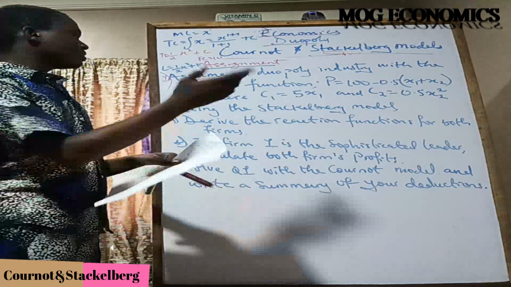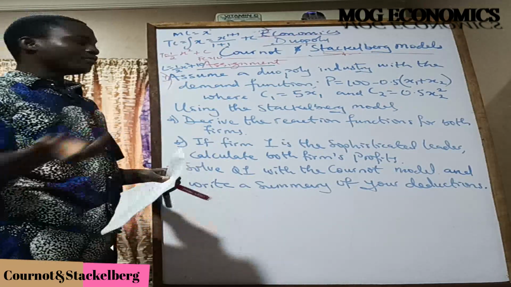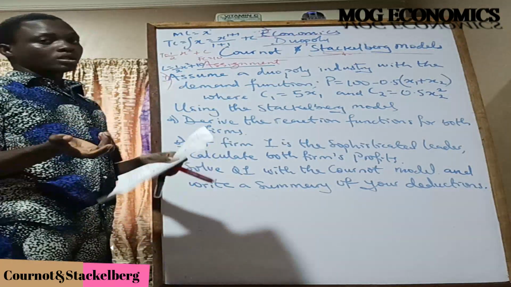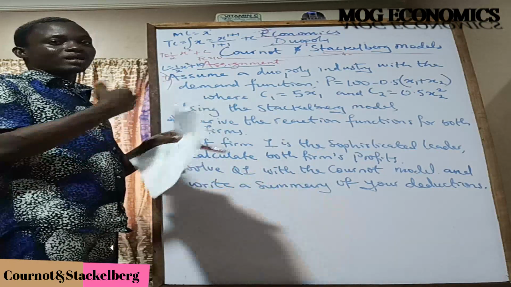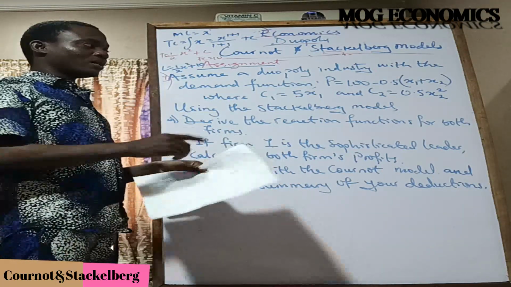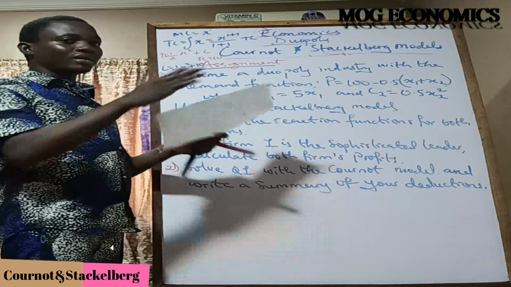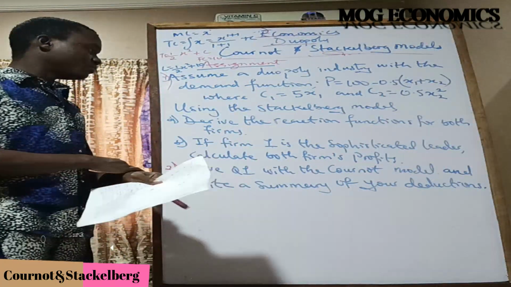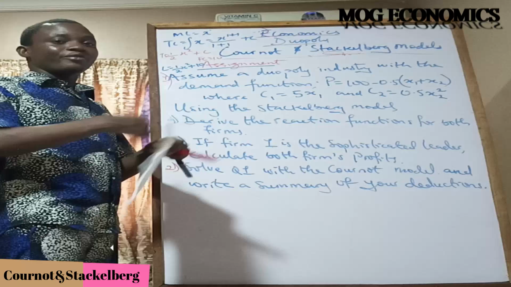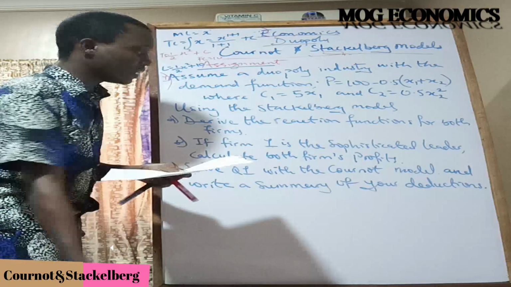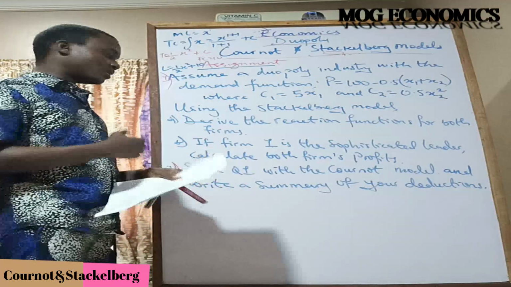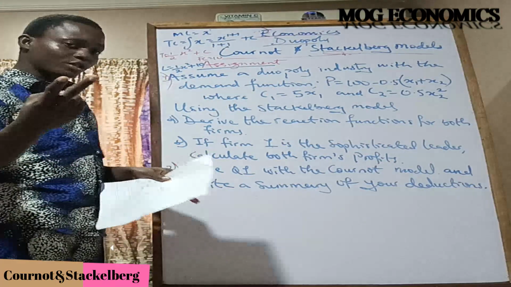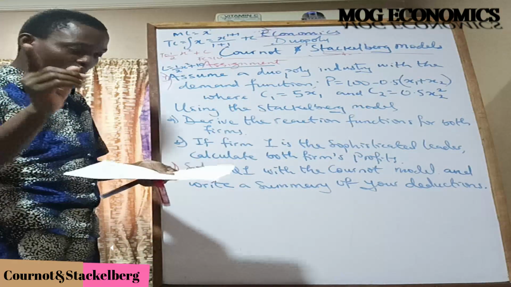All right. So using the Stackelberg model, A, derive the reaction functions for both firms. The other time, because we already had a leader, we did the reaction function of the second one. But in this case, there's no leader yet, so just derive the reaction function of both firms. And B is now telling us if firm one is the sophisticated leader, then calculate both firms' profits. Apply what we did in the lesson. So will you be needing the two reaction functions? No, you'll be needing only one.